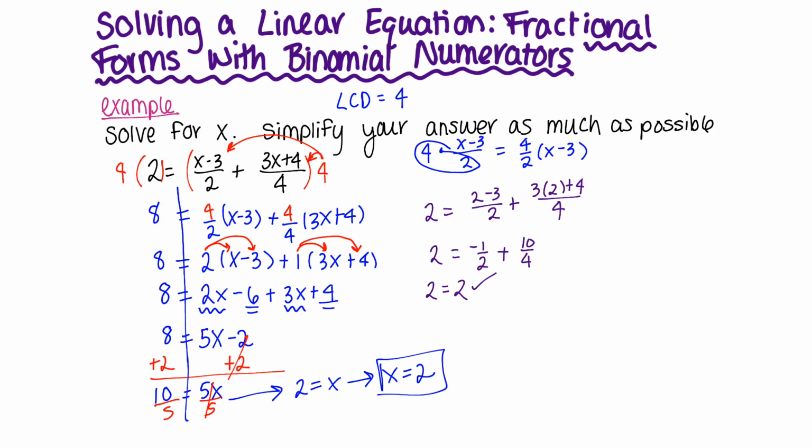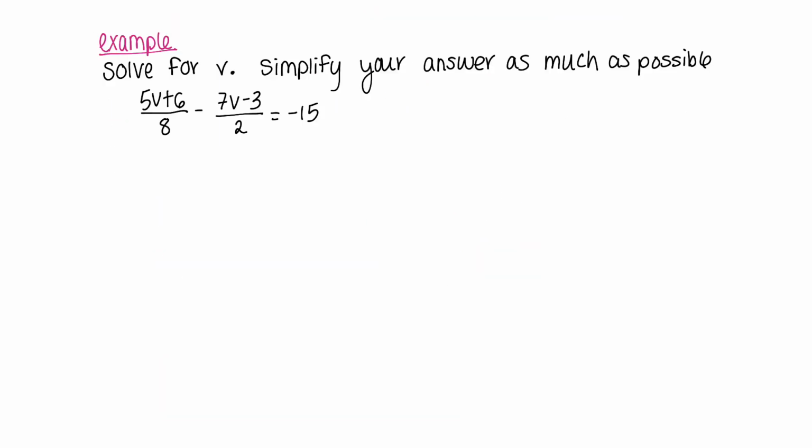Now, I want to point out that we're not looking for this number to be the same as these numbers. We're just looking for the numbers here to be the same. So if this said 7 equals 7, I would be equally as happy. Let's go ahead and do another problem. Here we have 5v plus 6 over 8 minus 7v minus 3 over 2 equal to negative 15. The LCD, looking at the 8 and the 2, is going to be 8.